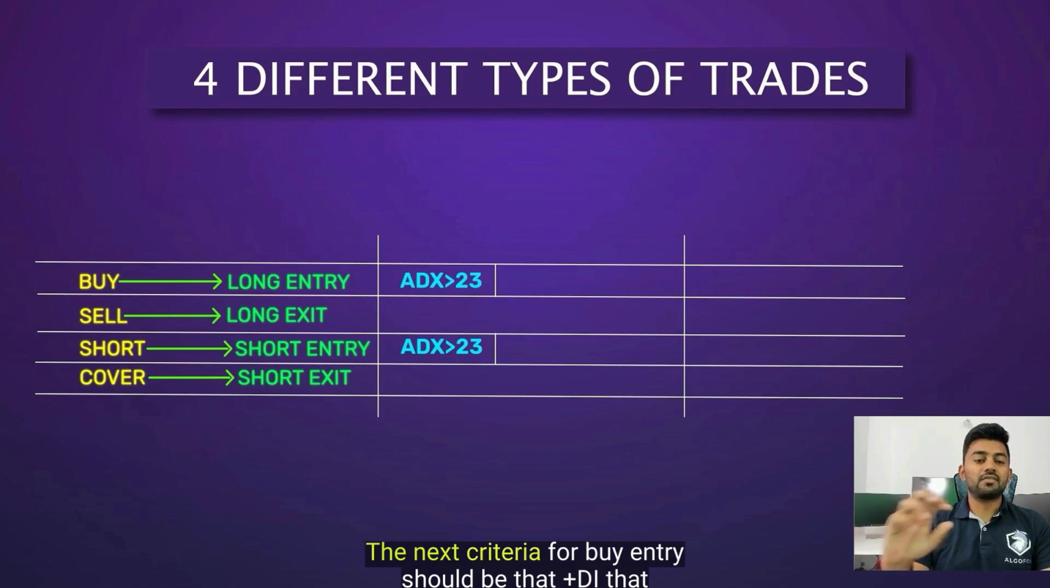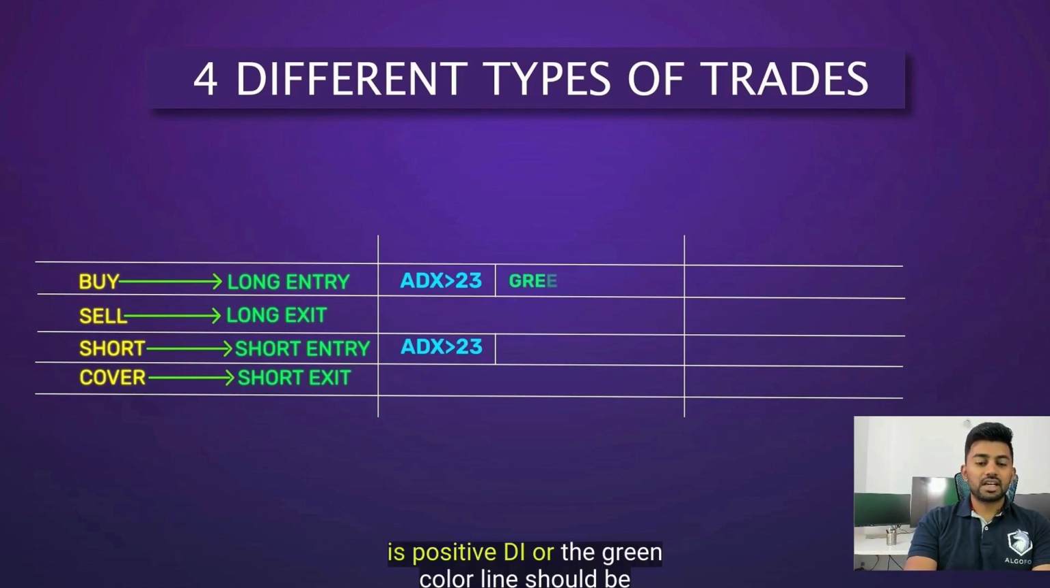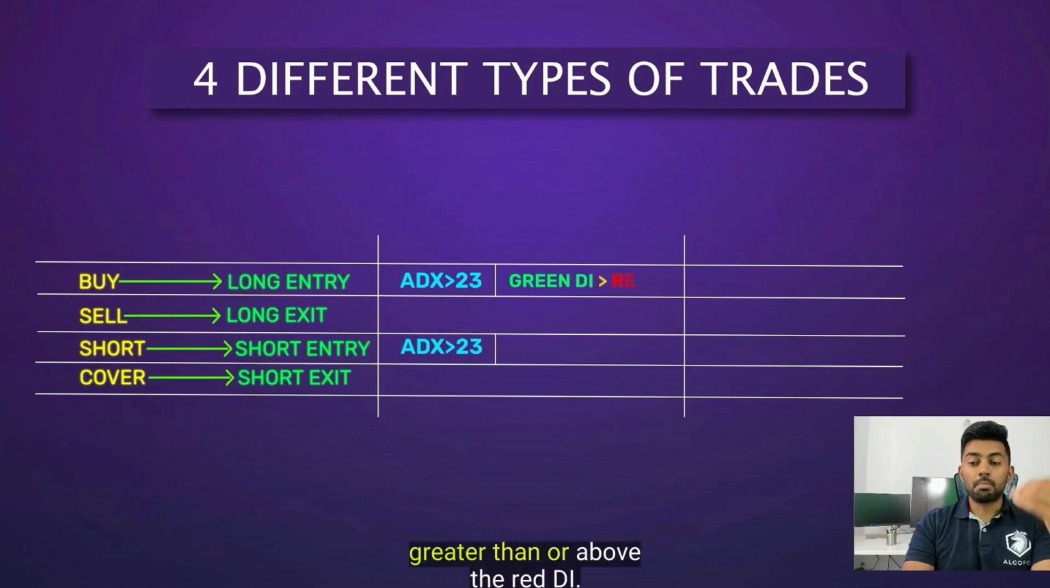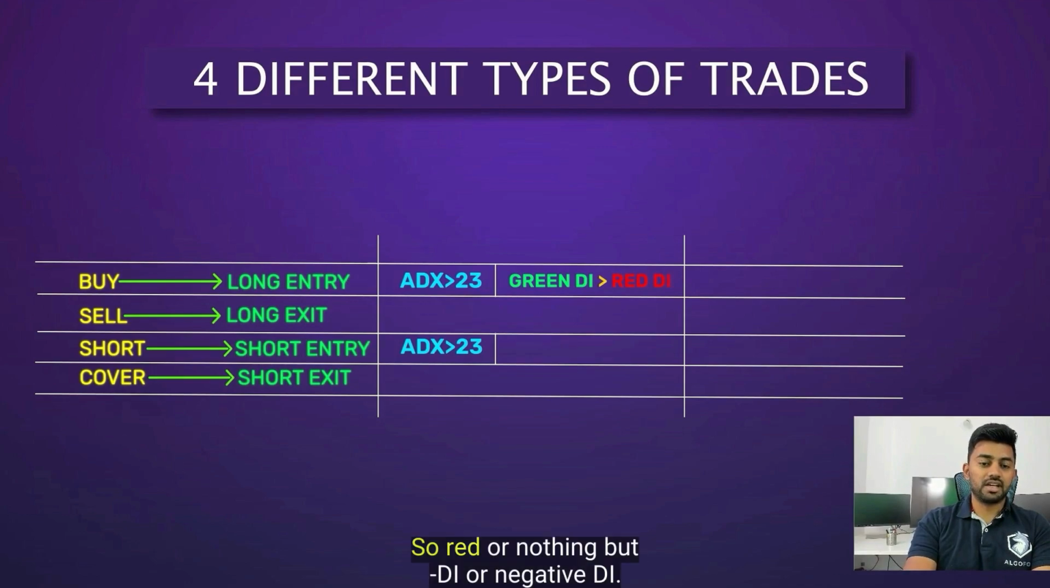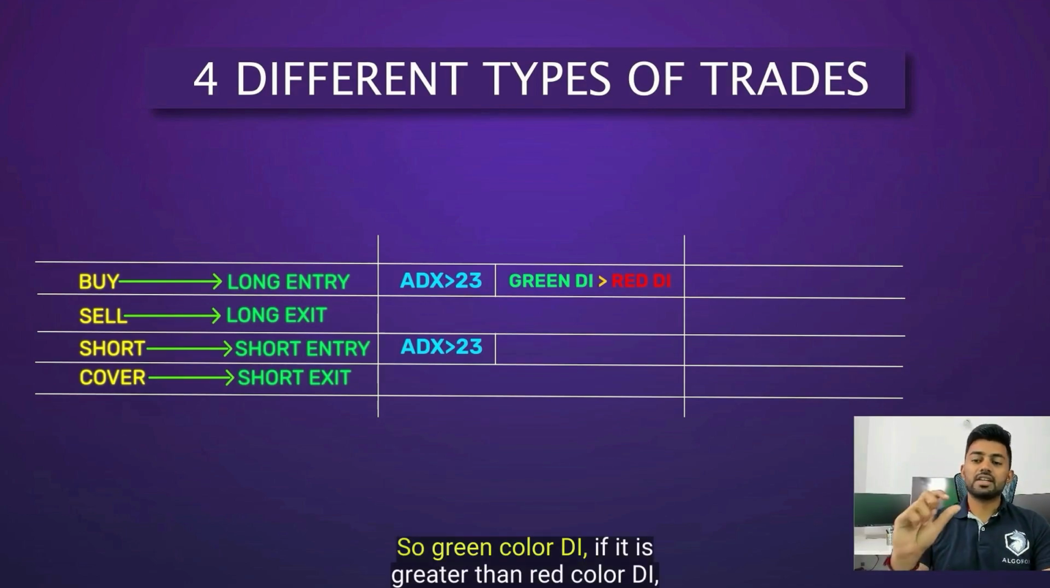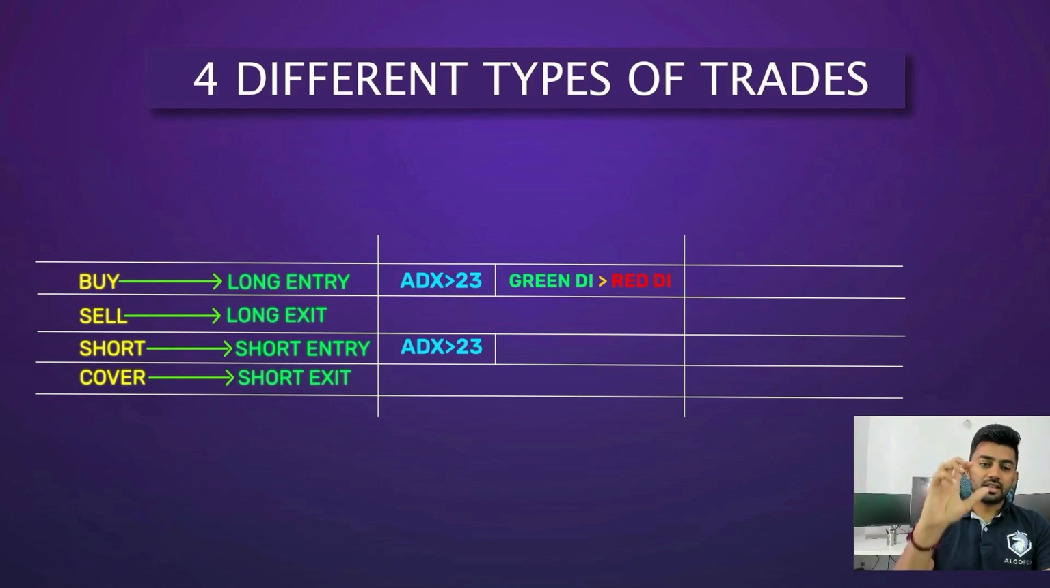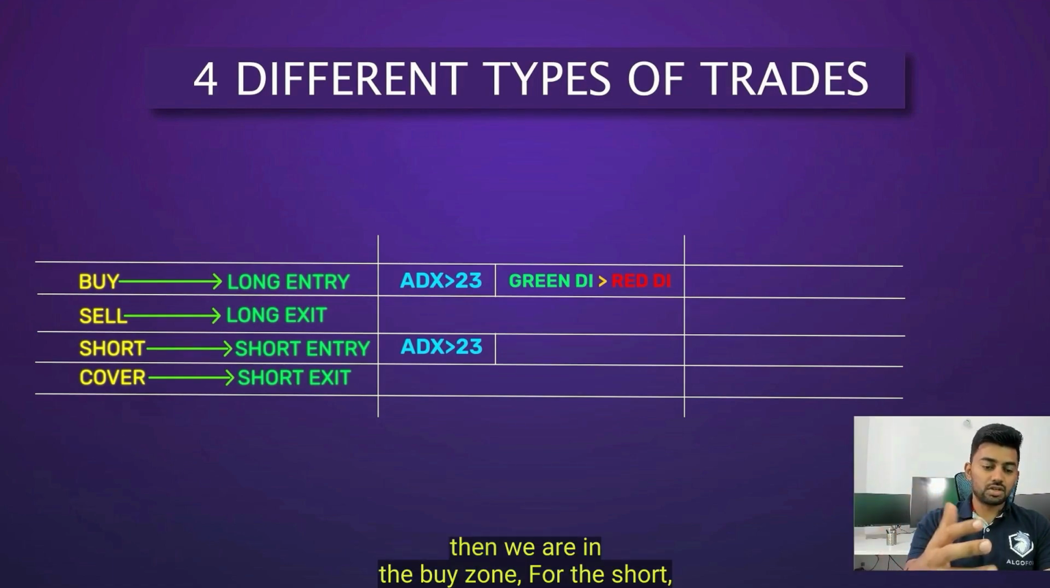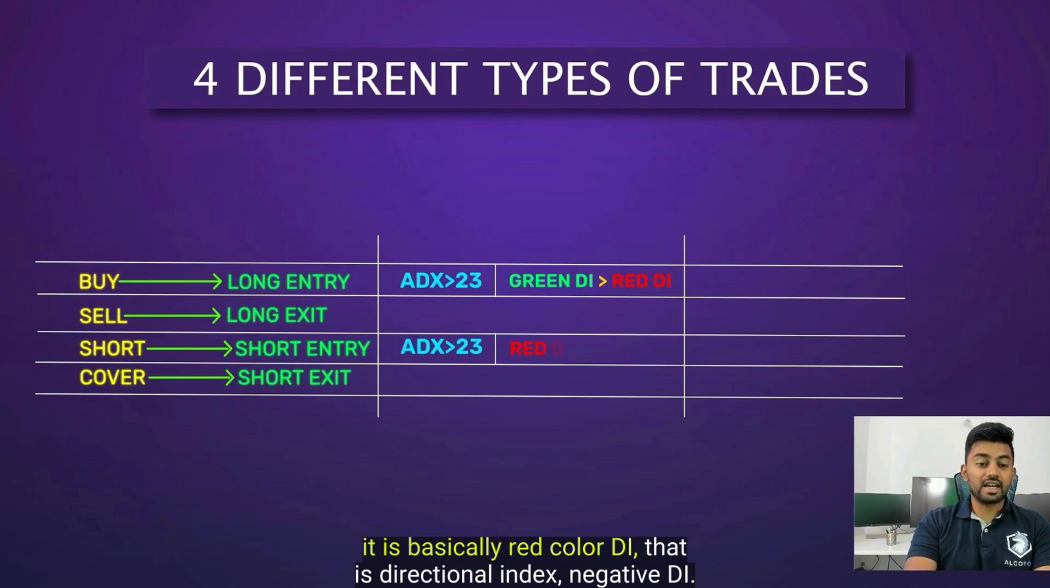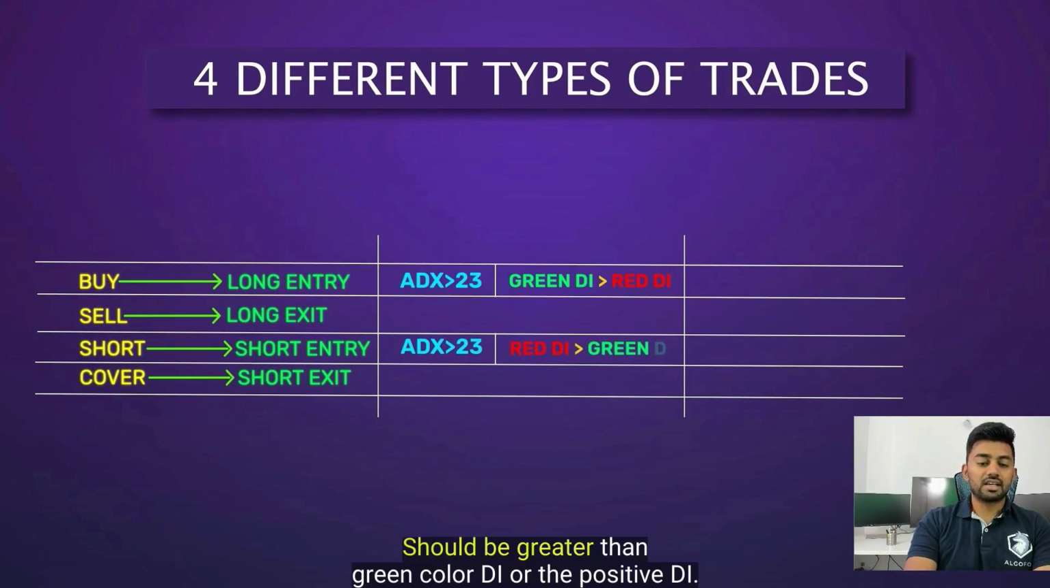The next criteria for buy entry should be that plus DI, that is positive DI, or the green color line, green DI should be greater than or above the red DI. So red is nothing but minus DI or negative DI. So green color DI, if it is greater than red color DI, then we are in the buy zone. For the short, it is basically red color DI, that is negative DI, should be greater than green color DI or the positive DI.